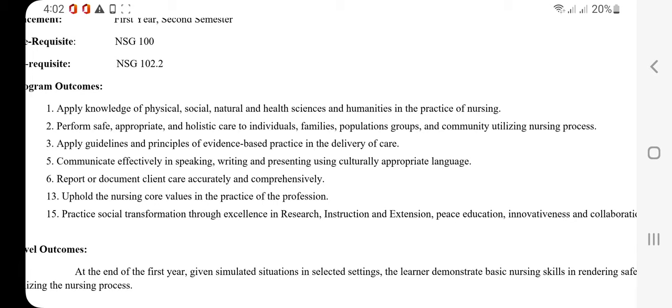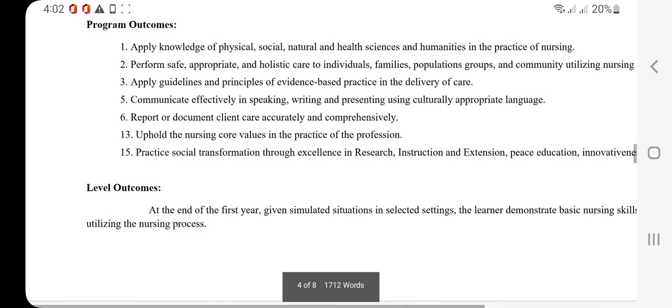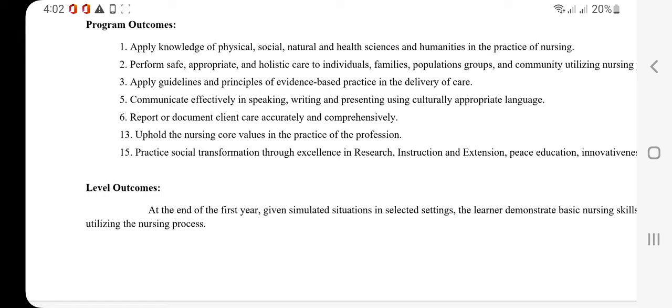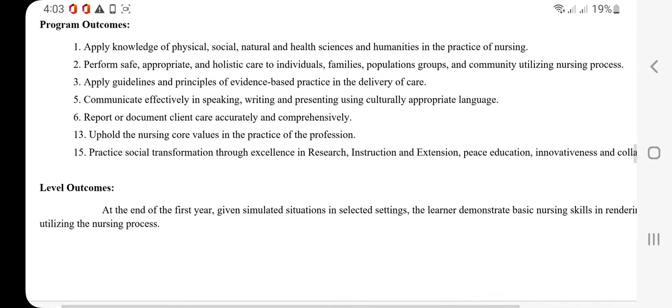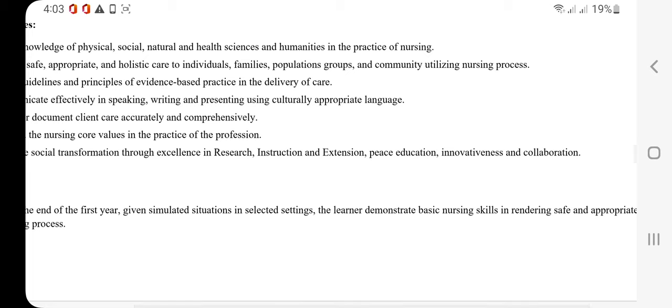Next is to report or document client care accurately and comprehensively, uphold the nursing core values in the practice of profession, and to practice social transformation through excellence in research, instruction and extension, peace education, innovativeness, and collaboration. So at the end of the first year, given simulated situation and selected settings, the learner demonstrate basic nursing skills and rendering safe and appropriate care utilizing the nursing process.